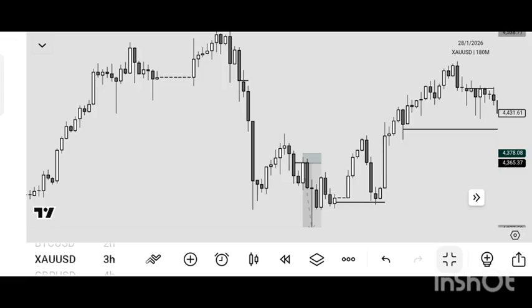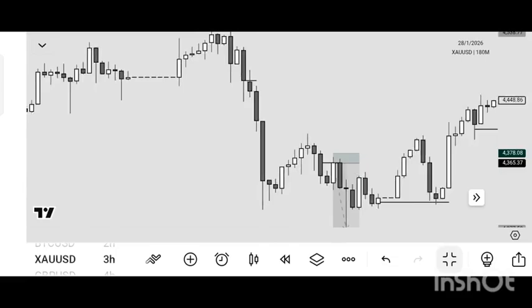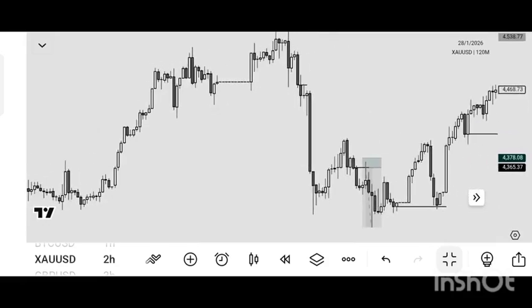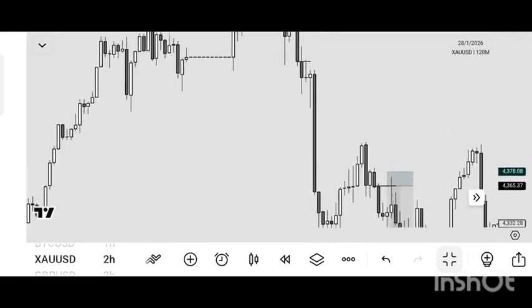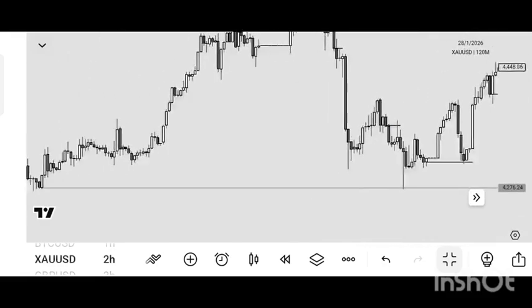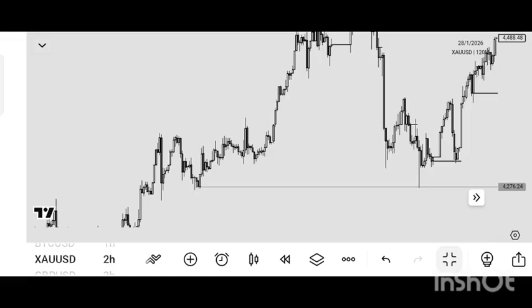Alright, so look at this now. I want to show you something. Let me go to the 2 hours time frame on gold. So let's start with the bullish open close. In a bullish market, we are expecting the bullish open close to hold, while the bearish open close is expected to be broken.